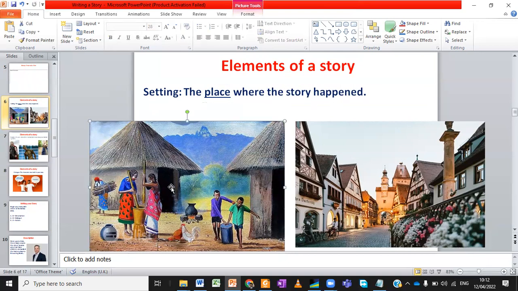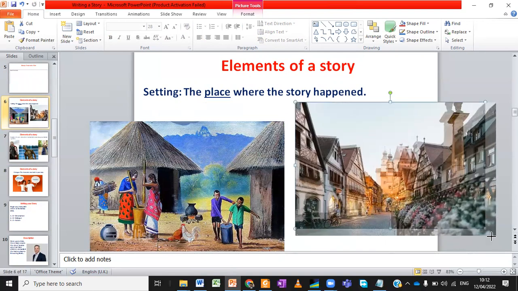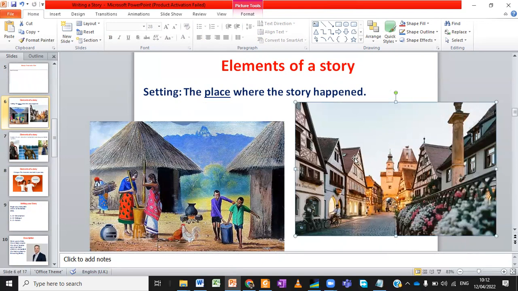Now, what setting is this one? I believe you can see my cursor. Like a village. A village setting, very correct. Now, the second one is what setting? Like a town. Good. So when writing your story, you need to establish the fact that this story took place in the city or this story took place in the village. So you must establish your setting.